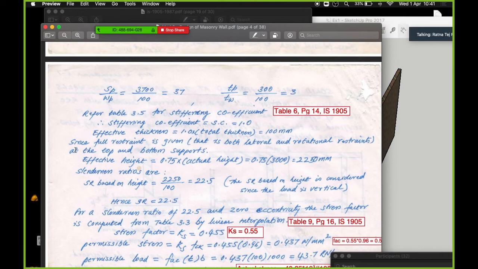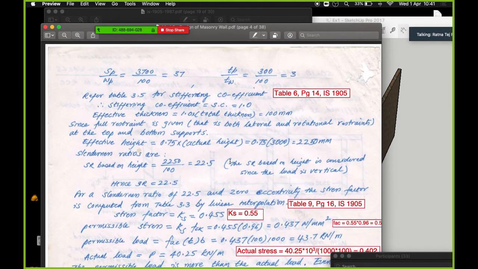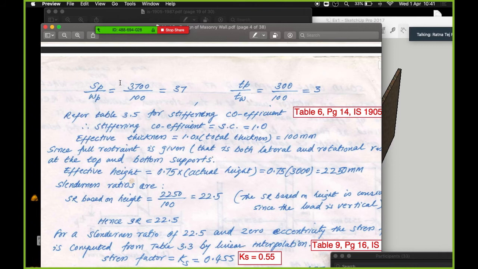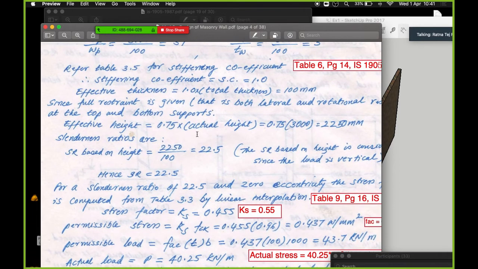Till here it's all about effective length and effective thickness. Now let's calculate effective height. Since it's a fully restrained setting, just like your previous problem, the effective height is 0.75 times the actual height. So 0.75 into 3 meters is 2.25 meters. Again, the slenderness ratio based on height. Previously, it was the slenderness ratio based on length. This is the slenderness ratio based on height. Effective height by effective thickness gives 22.5.